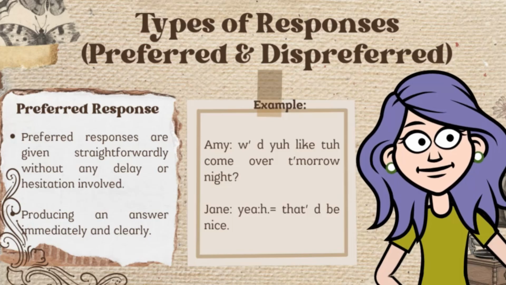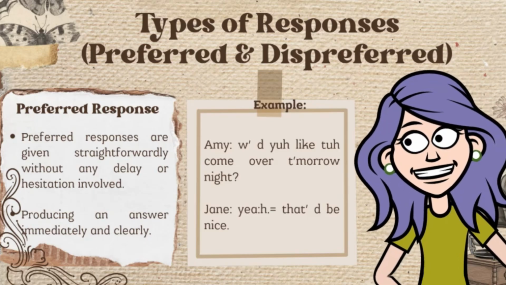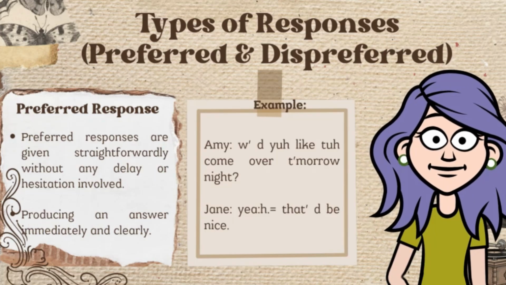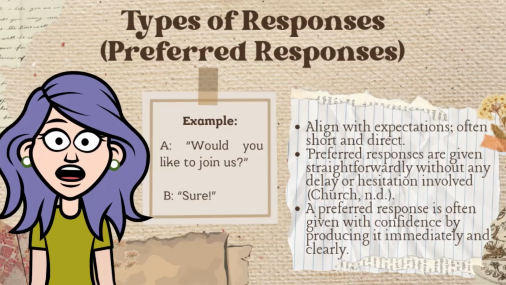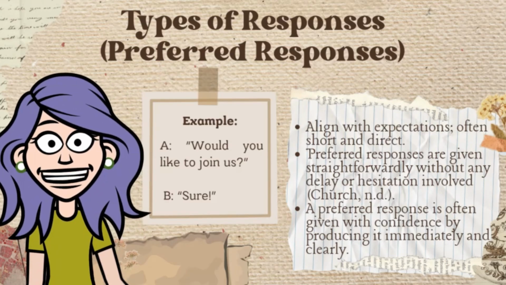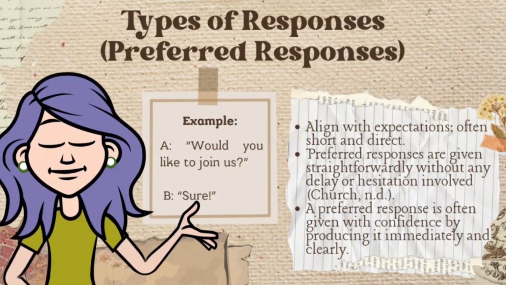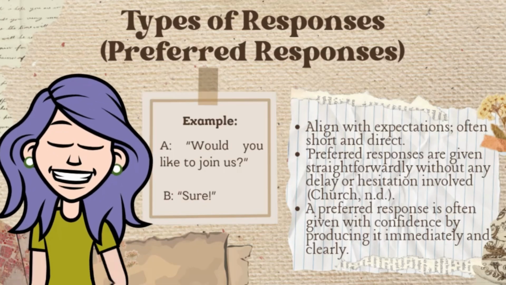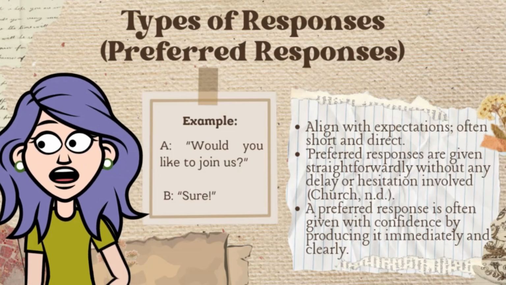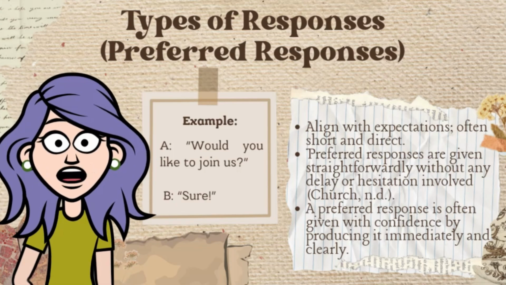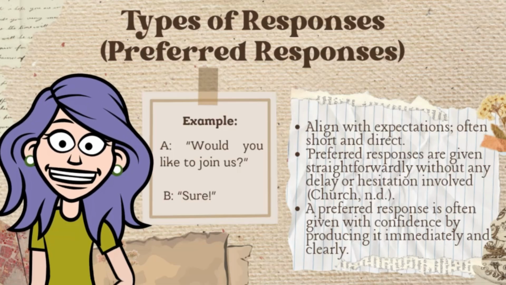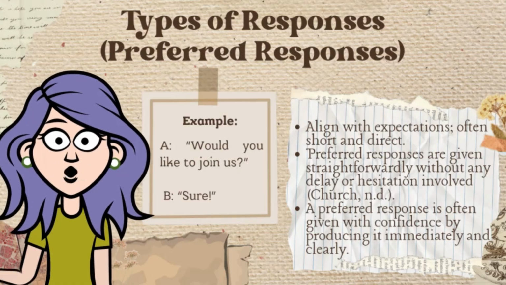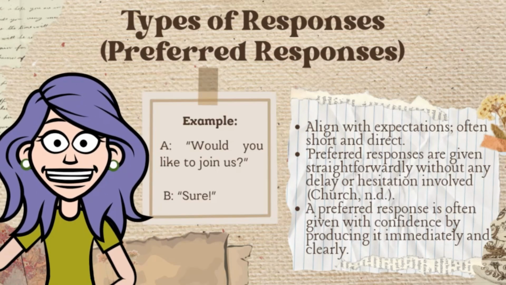For example, this conversation right here between Amy and Jane, in which Amy asks, "Would you like to come over tomorrow night?" And Jane says, "Yeah, that'd be nice." Another example that we can take a look at is between A and B, in which A says, "Would you like to join us?" And then B says, "Sure." So as you can see, it aligned with expectation, which is often short and direct. Preferred responses are given out straightforwardly without any delay or hesitation involved, which is often given out with confidence by producing it immediately and clearly.